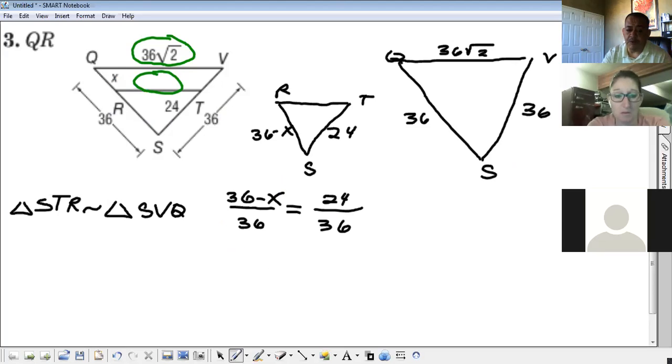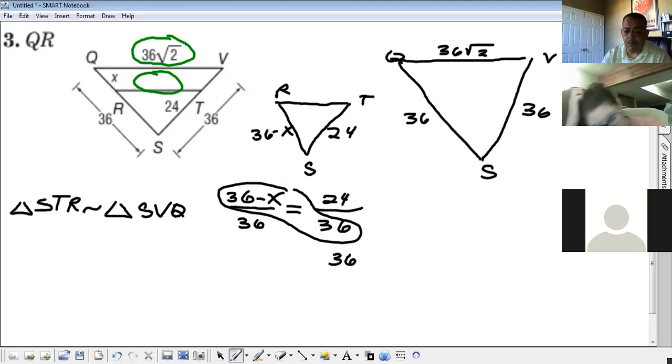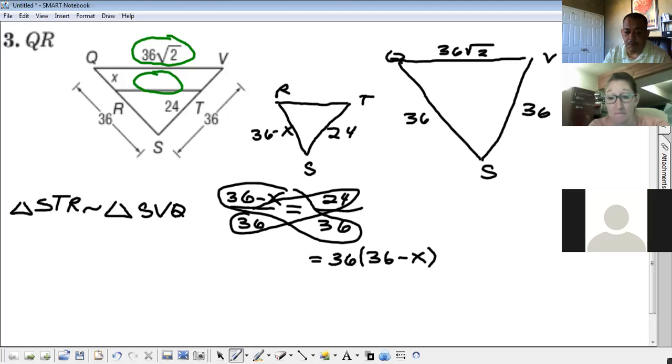Now you cross multiply. Or you guys can multiply both sides by 36 and cancel out the bottoms. That's a possibility too. Either way it will cancel. Now cross multiply this. That gives you 24 multiplied by 36. Now, like Francis said, you want to divide both sides by 36.